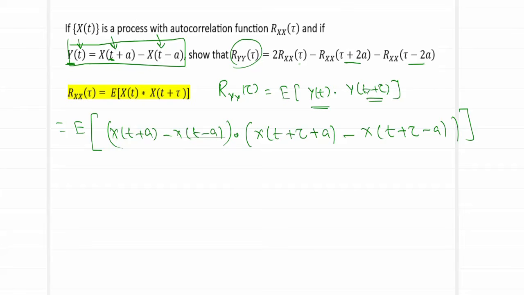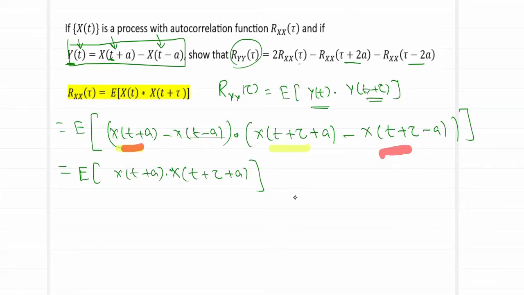Now I'll have to take the product of these two quantities which have two terms in each. Therefore, when I expand it, it will be totally 4 terms. So we will go on with the first term with the first term. What you will have over here is x of t plus a product x of t plus tau plus a. So that is my first term. Let me take the first term with the second term.